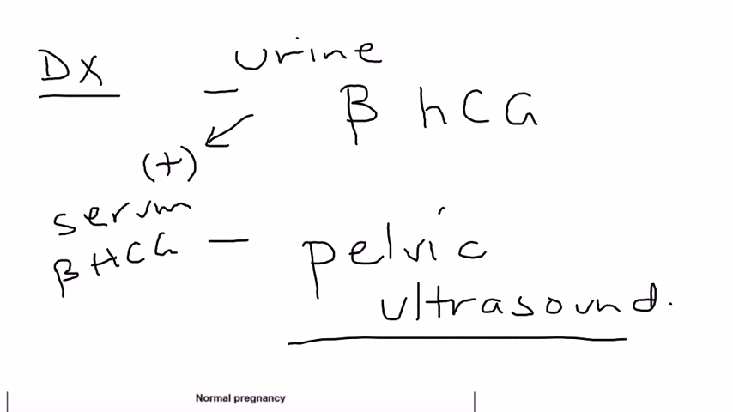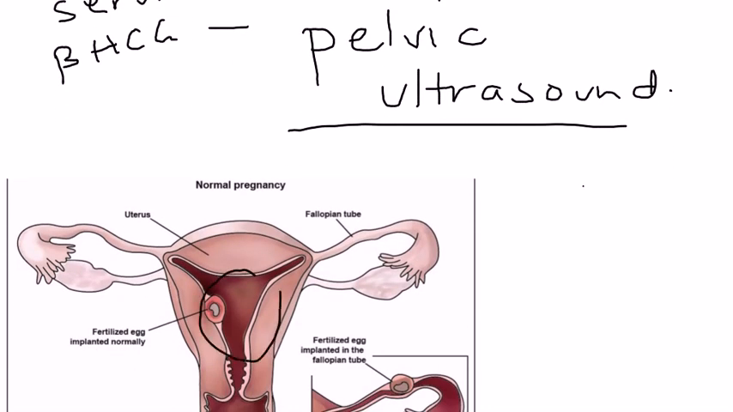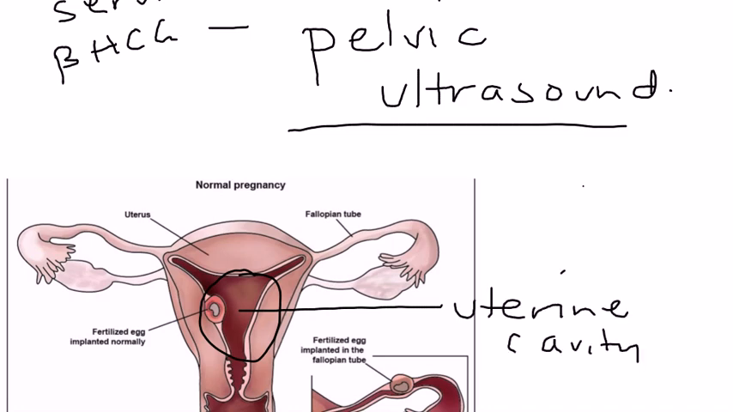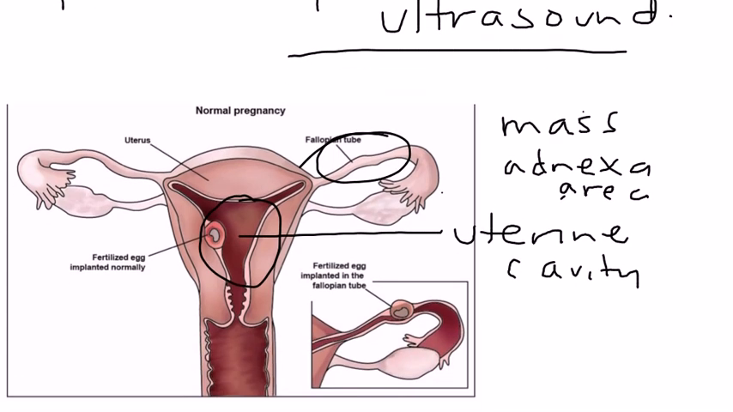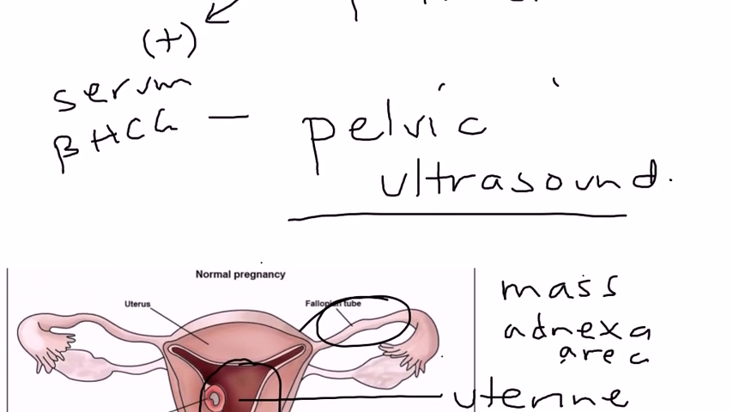The ultrasound, of course, will show you what is going on. So if it is indeed an ectopic pregnancy, there will be nothing in the uterine cavity, but it will show a mass, most likely in the adnexa area, which is here, as it shows in this diagram. So that's what the ultrasound will show.